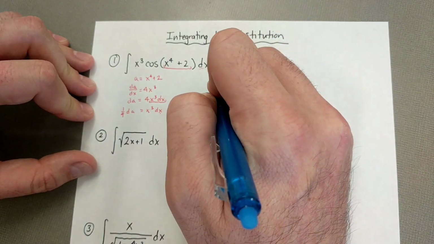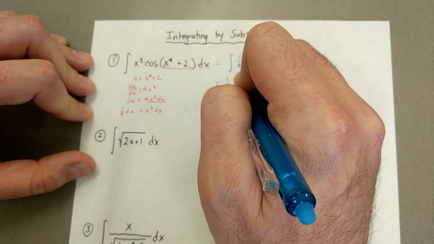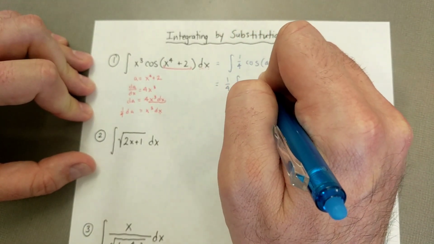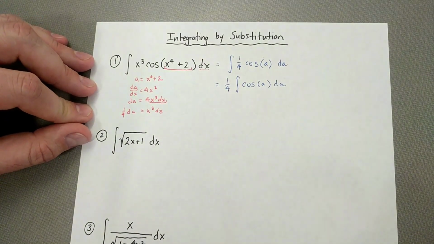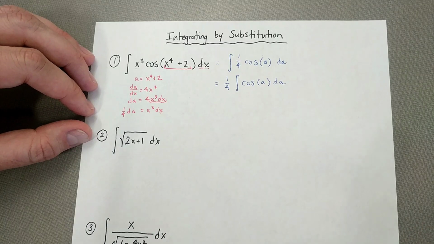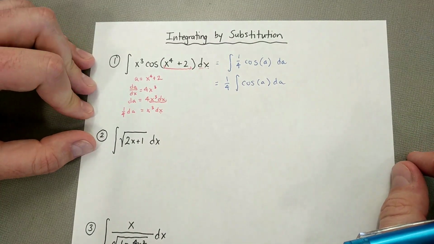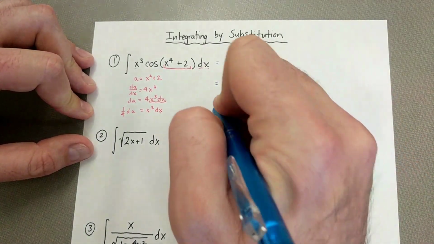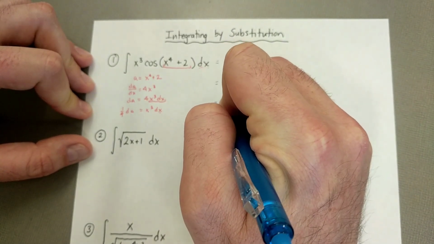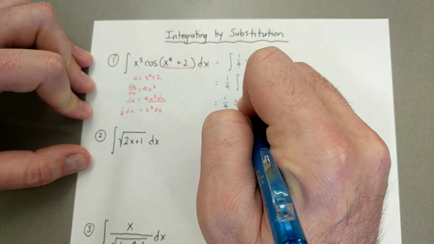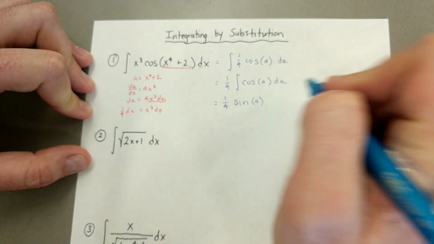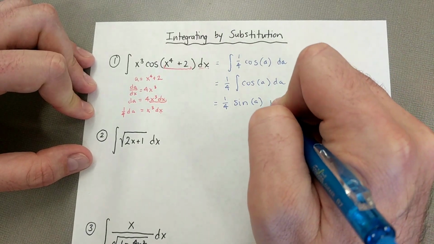Now I'm going to actually evaluate this. I'm going to first pull out that fourth just because I can. You'll notice that when you're going through this, you can do that. And then I'm going to integrate. So the antiderivative of cosine is sine of A plus a constant.